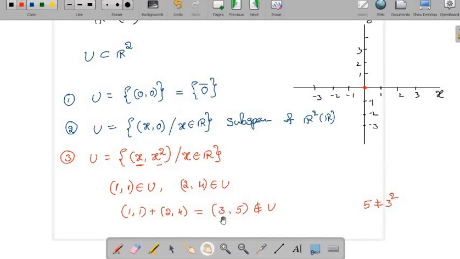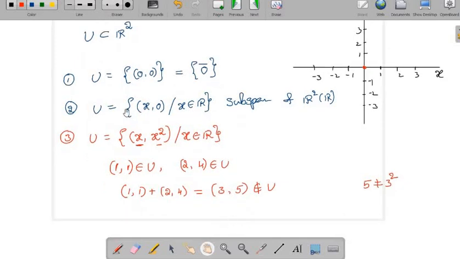So adding two elements here does not belong to the same set. Therefore, it is a subset, but this is not a subspace. Right. I appreciate this example. Why? Because if you don't see it here, you would have seen it in the exam. It's not a subspace of V over R.